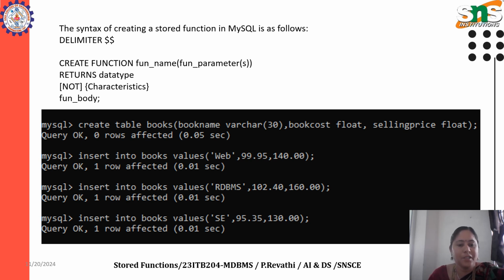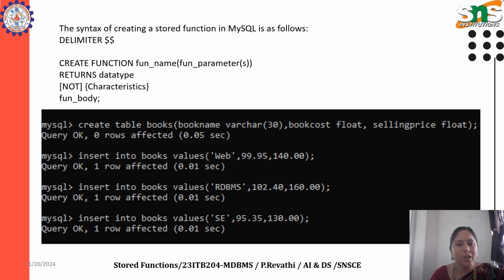Characteristics: the create function statement is only accepted when the characteristics deterministic, no SQL or reads SQL data are defined in the declaration. Function body: it has a set of SQL statements to perform the operations. It requires at least one return statement. When the return statement executes, the function will be terminated automatically. The function body is given below: begin, SQL statements, end, end with delimiter.